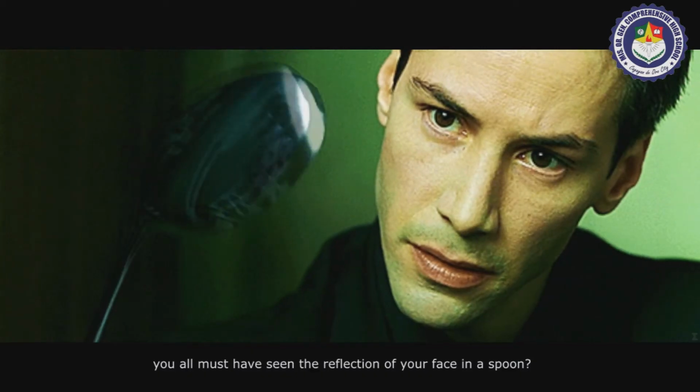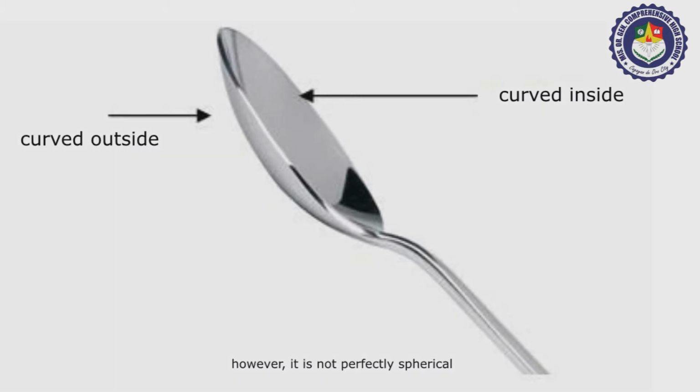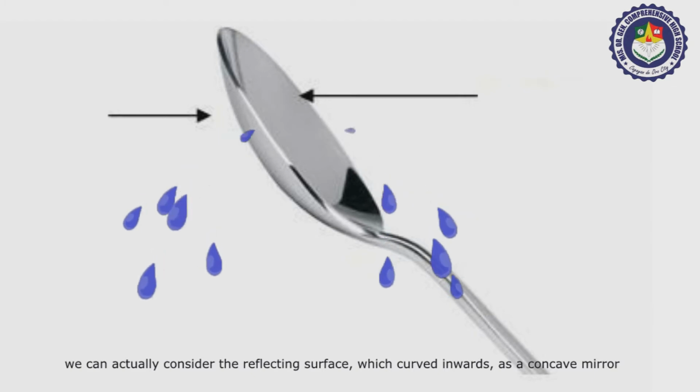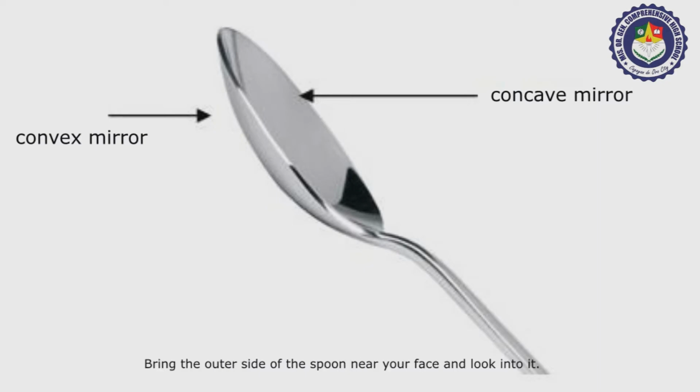You all must have seen the reflection of your face in a spoon. Spoon has two smooth surfaces, one curved inside and the other curved outside. However, it is not perfectly spherical. We can actually consider the reflecting surface, which is curved inwards, as a concave mirror. Take a stainless steel spoon, bring the outer side of the spoon near your face, and look into it. Do you see your image in it? Is this image different from what you see in a plane mirror? Is this image erect? Is the size of the image the same, smaller, or larger?